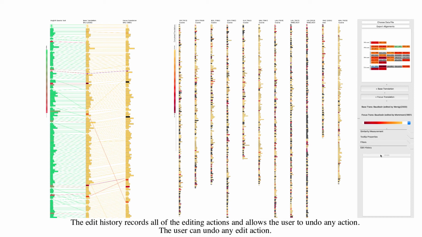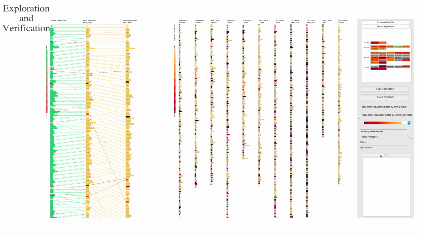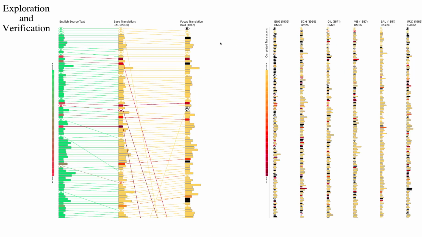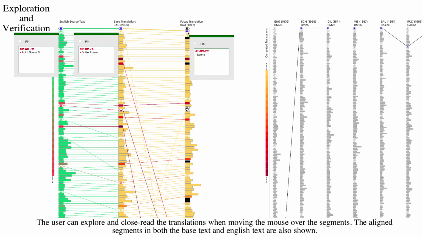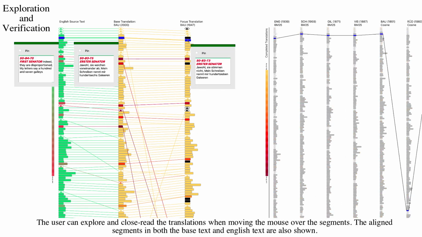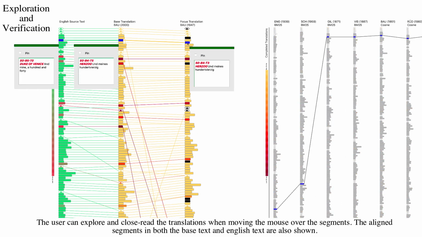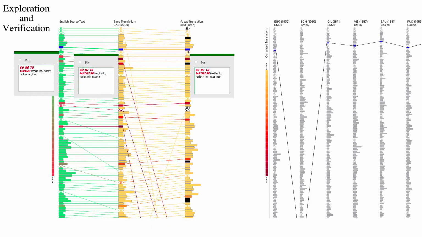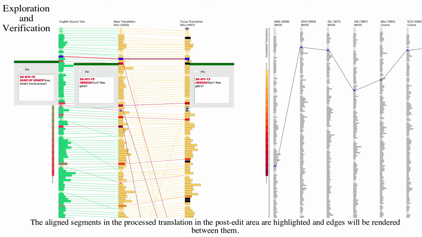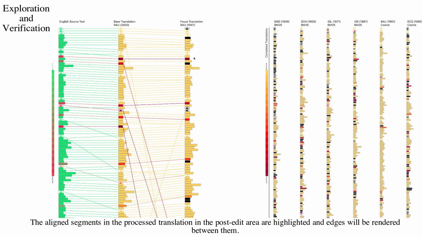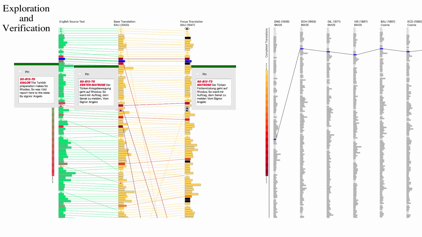Exploration and verification. The user can explore and close read the translations when moving the mouse over the segments. The aligned segments in both the base text and English text are also shown. The aligned segments in the post-edit area are highlighted and edge will be rendered between them.